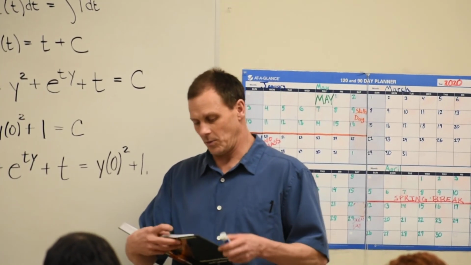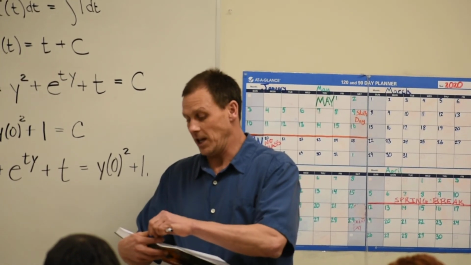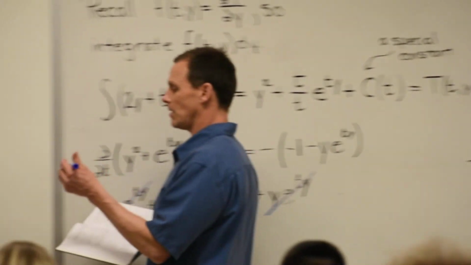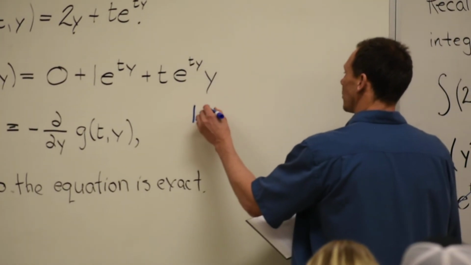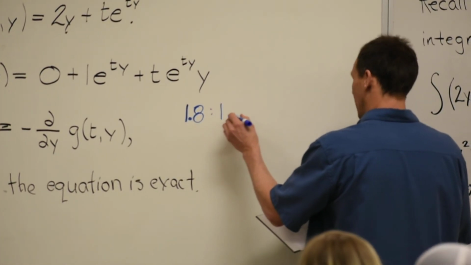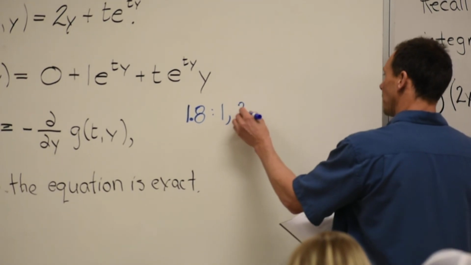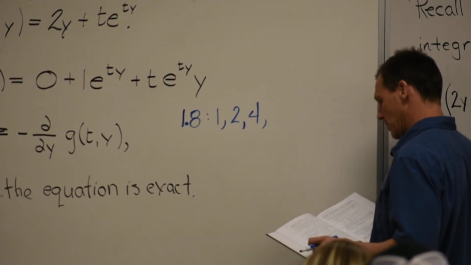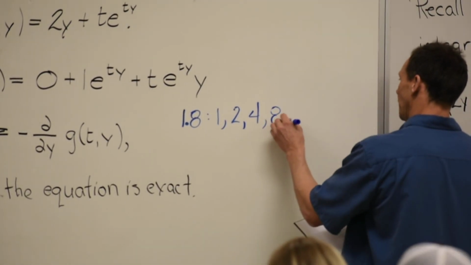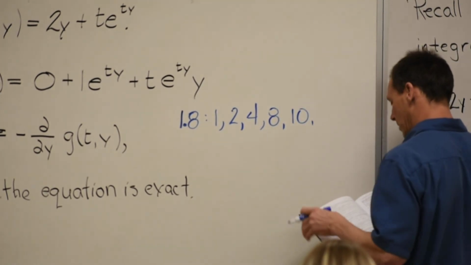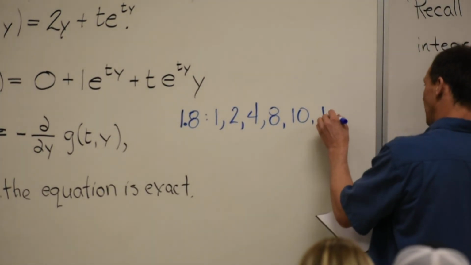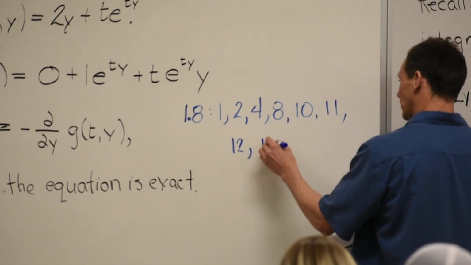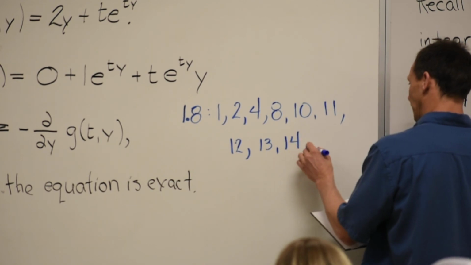And then let me give you some practice. 1.8. All right. I don't think I have this posted yet. I'll have it shortly. 1.8: 1, 2, 4, 8, 10, 11, 12, 13, 14, and that's 20.